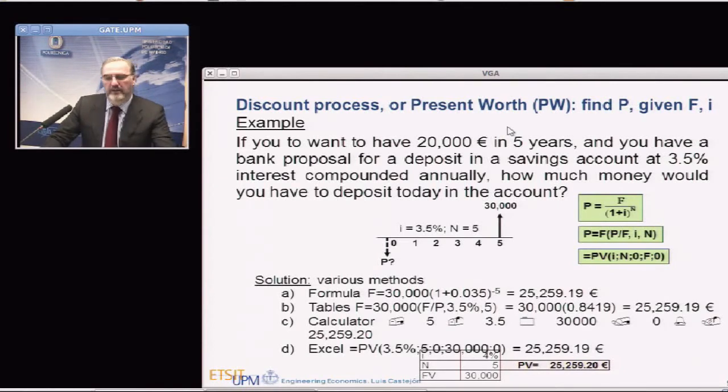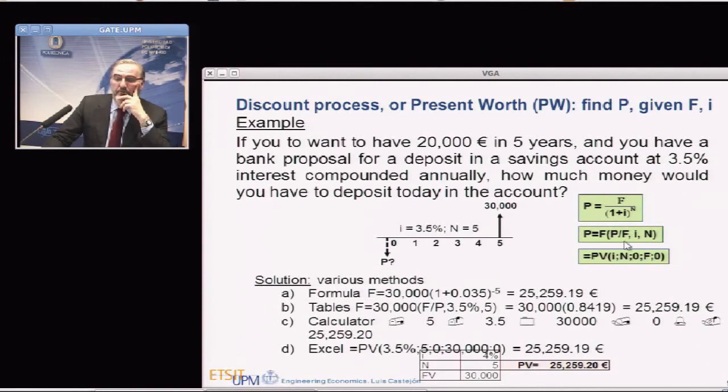If you want to have 20,000 euros in 5 years, and you have a bank proposal for a deposit in a savings account at 3.5% interest compounded annually, how much money would you have to deposit today in the account? You want to have 20,000 euros in 5 years from now at an interest rate of 3.5%. What is the amount I have to deposit in the account? The present value is the discount formula: P equals the future value divided by 1 plus i to the nth power.